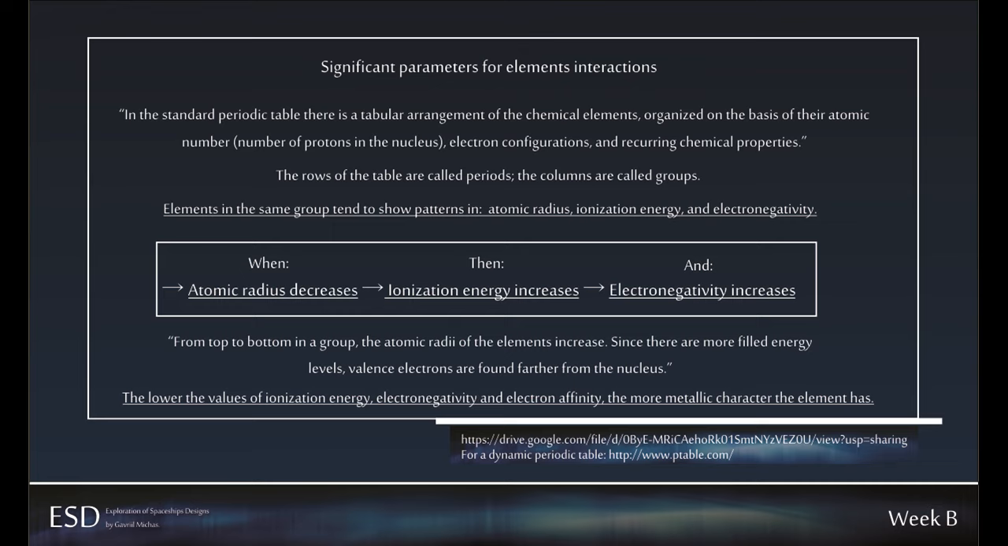Since there are more filled energy levels, valence electrons are found farther from the nucleus. The lower the values of ionization energy, electronegativity and electron affinity, the more metallic character the element has.